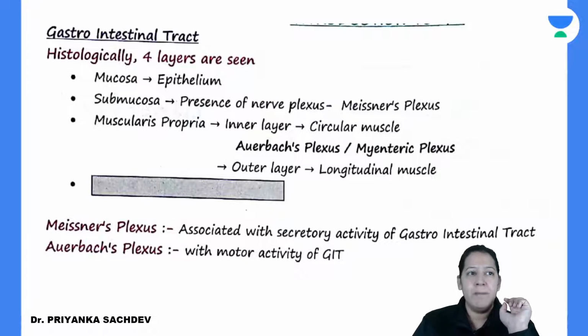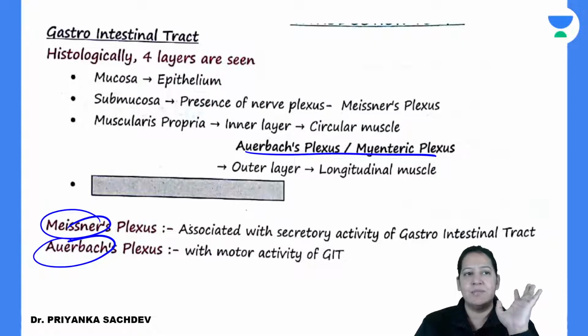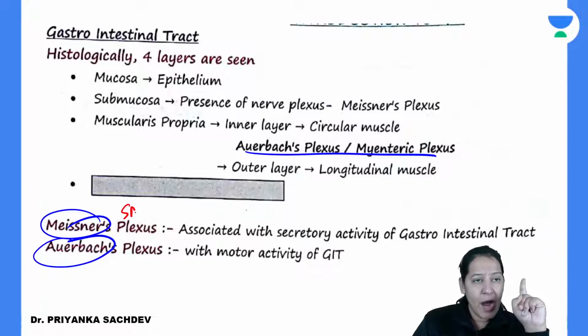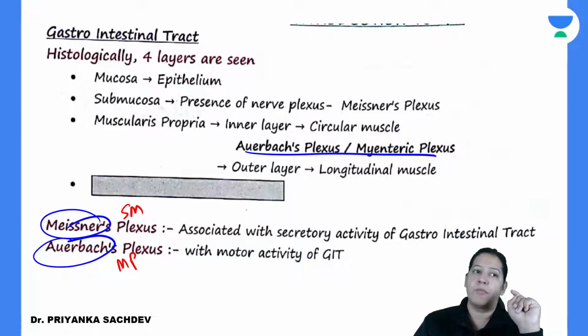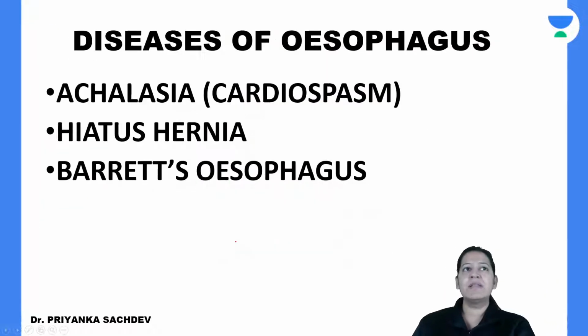You can see the Meissner plexus and Auerbach plexus, also known as the myenteric plexus, one and the same thing. So Meissner plexus is present in the submucosa and Auerbach plexus is present in the muscularis propria. These are the different layers. To understand the diseases, you should know this.